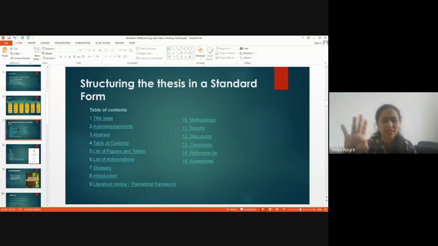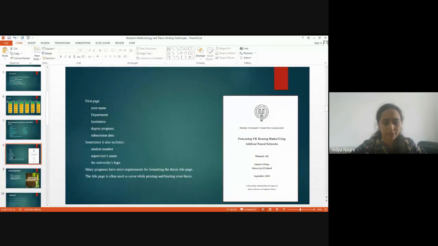So this is a common, standard structure of a thesis. Title page, acknowledgement, abstract, table of contents, list of figures and tables, list of abbreviations, glossary, introduction, literature review, theoretical framework, methodology, results, discussion, conclusion, reference list, and appendices. So here, after the theoretical framework comes actually chapterization. So this is a standard framework.